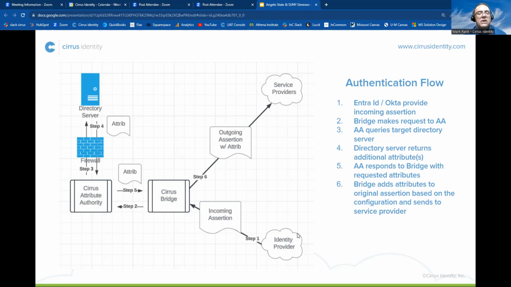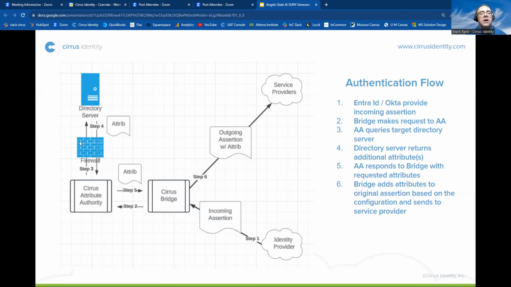On the left, you see the directory server that would be LDAP enabled. There is a firewall connection. What we really want to do is start the diagram in the lower right, where the identity provider is making some kind of assertion that is being presented to the bridge. The bridge is looking at the assertion and then moving identities onto the attribute authority to look up the additional attributes.